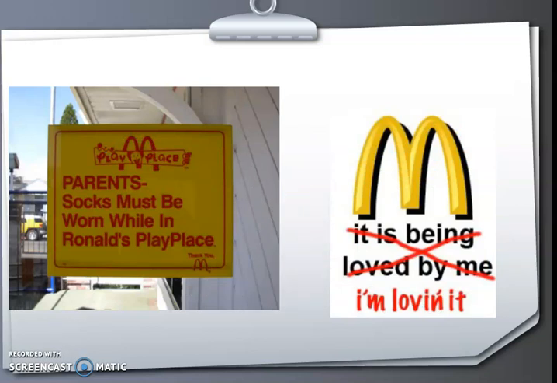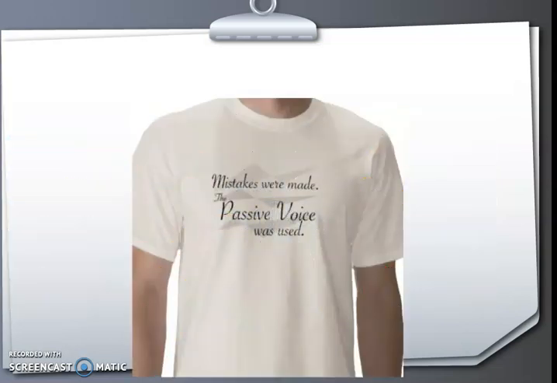Or many notices, such as this one on our left. Parents, socks must be worn while in Ronald's play place. Socks must be worn. Okay, so this is a passive structure. Must be worn. Okay. Also two cool passive structures on a t-shirt. Mistakes were made. The passive voice was used. Okay. Two passive structures: were made, was used. Okay. Hopefully after this video lecture, everybody will learn how to use passive properly.